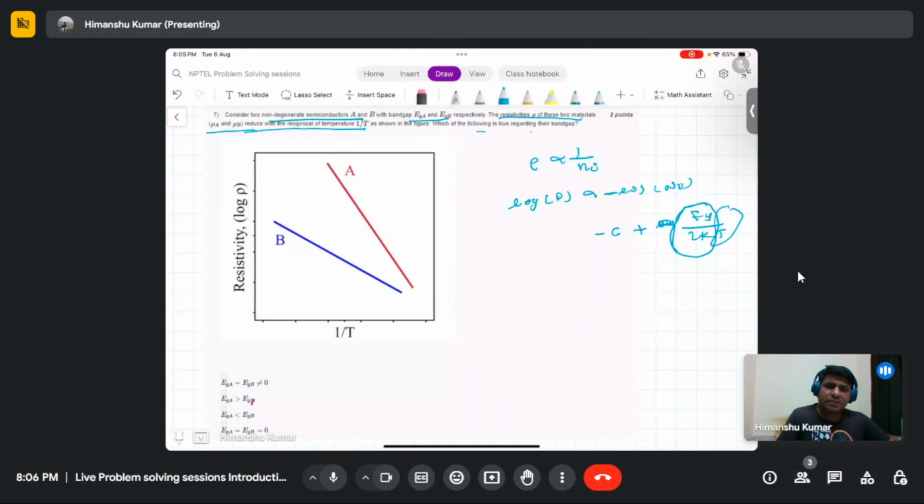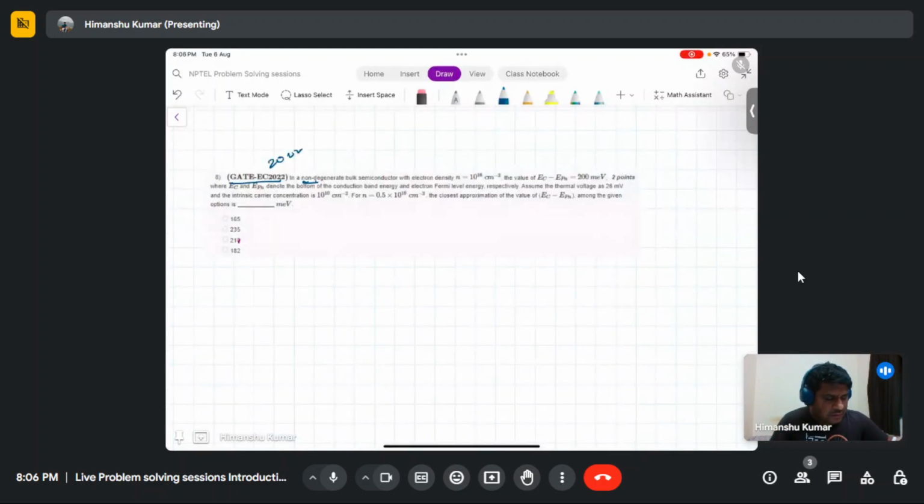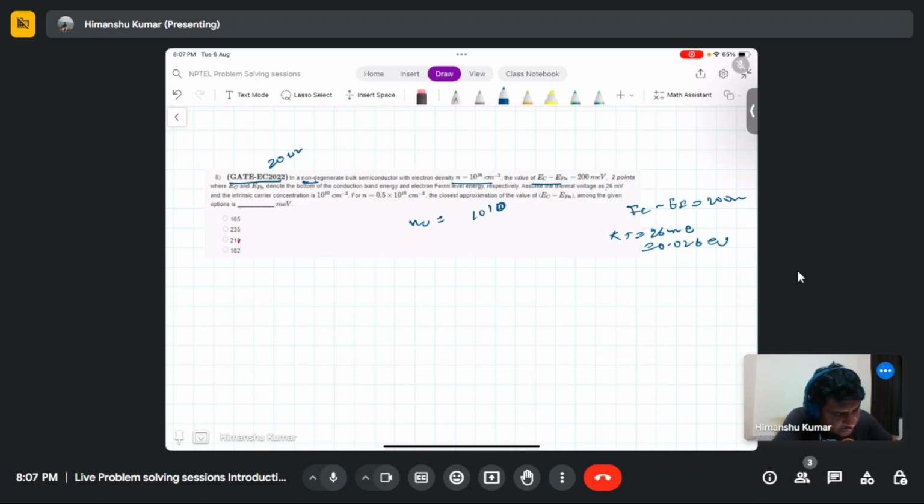Okay, so the next problem is a non-degenerate bulk semiconductor. This appeared in the very recent GATE 2022 exam. It is a non-degenerate bulk semiconductor with electron density, with the value of EC minus EFN as 200 milli electron volt, where EC and EFN denote the bottom of the conduction band and the Fermi energy level, respectively. Assume that the thermal voltage kT is 26 milli electron volt or 0.026 electron volt, and the intrinsic carrier concentration ni is 10 power 10 per centimeter cube.